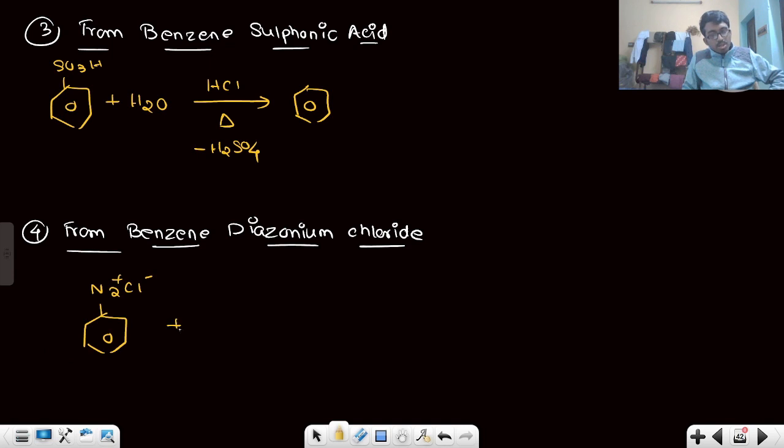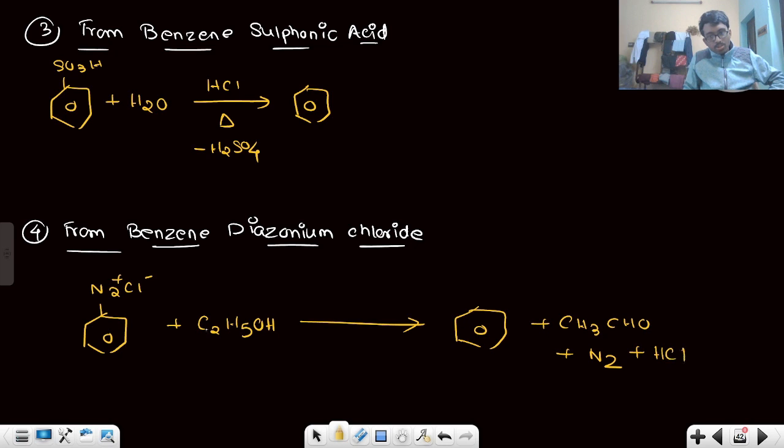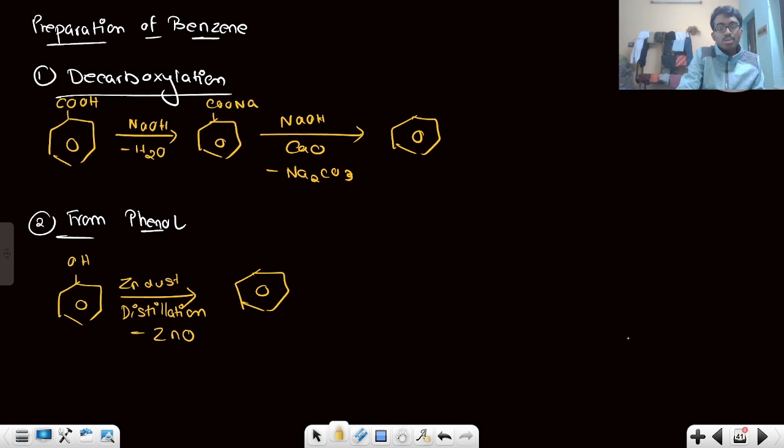From benzene diazonium chloride, if you are treating it with an alcohol, then what you will get is benzene, plus you will get an aldehyde, plus you will get N2 gas also, plus you will get HCl also. So many products you are getting. The alcohol is oxidized to aldehyde, N2 goes out as N2, and HCl forms. Done. It's a very simple thing, but you might find it very complex as well. This is benzene diazonium chloride, and this is all you need to read from benzene. These are the preparation methods of benzene from different sources.